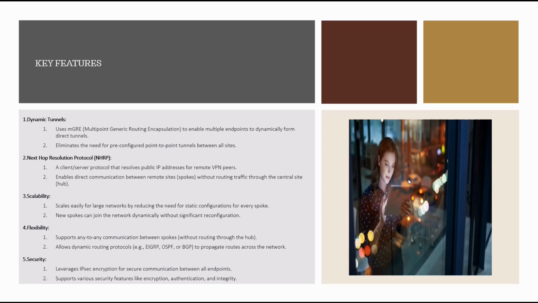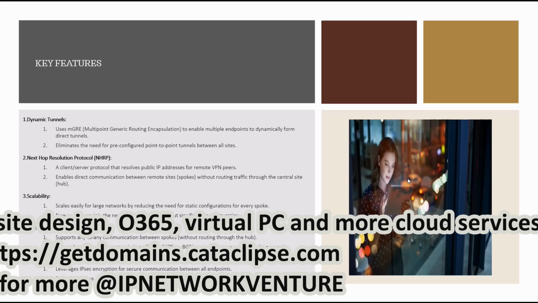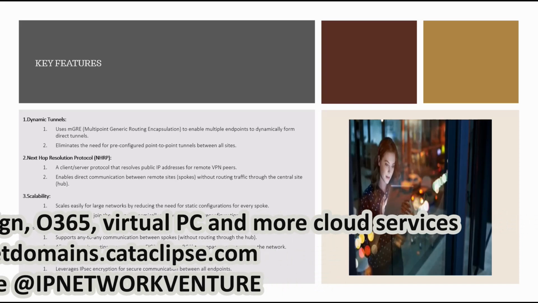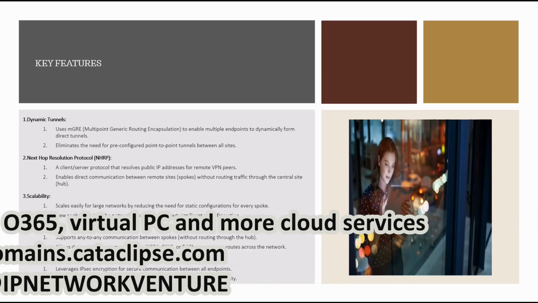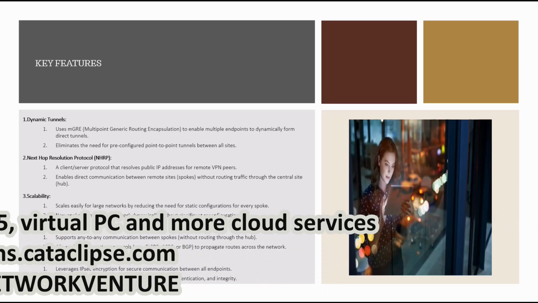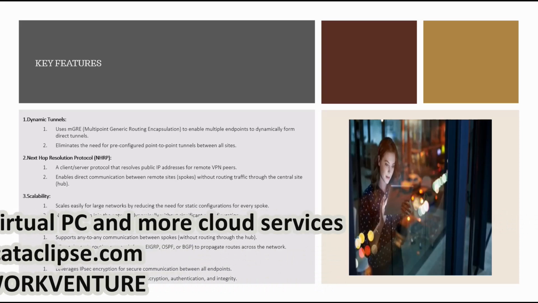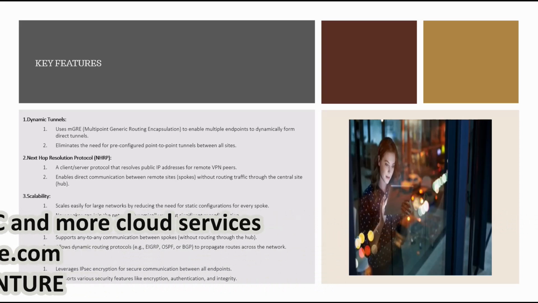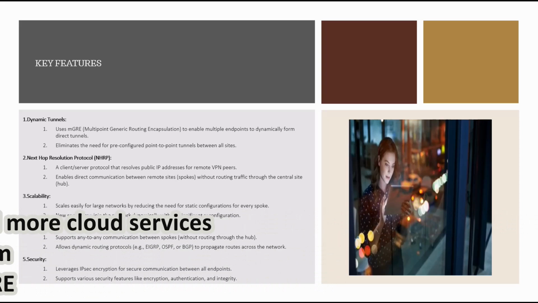It is particularly useful for connecting multiple branch offices or remote sites to a central headquarters in a dynamic and flexible manner. Now, what are the key features of DMVPN? Number one, we have always talked about dynamic tunnels. Dynamic tunnels use mGRE, which is multipoint generic routing encapsulation, to enable multiple endpoints to dynamically form direct tunnels.